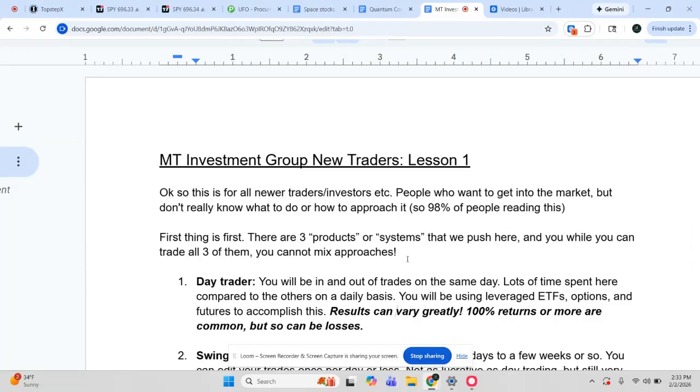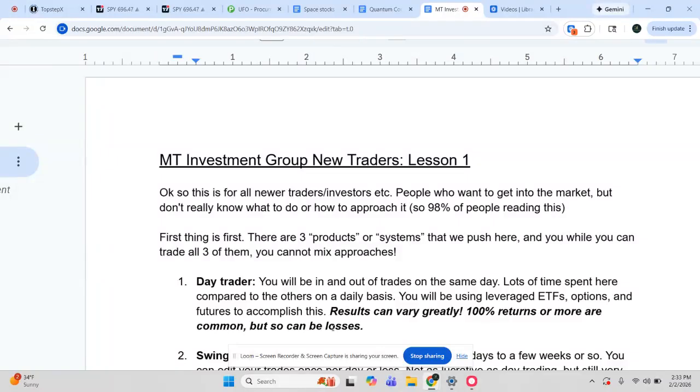So day trader, right? You're going to be in and out of trades on the same day. So you're going to spend a lot of time doing this compared to swing trading or long-term investing. You're going to be using leveraged ETFs, so like the triple leveraged SPY or QQQ ETFs. You can use options or futures to accomplish this. Results can vary greatly, so you can have huge returns, or you can lose all your money, all right? That's day trading for you. Obviously, you can incorporate a stop loss into that, but that is a lot easier said than done, okay?